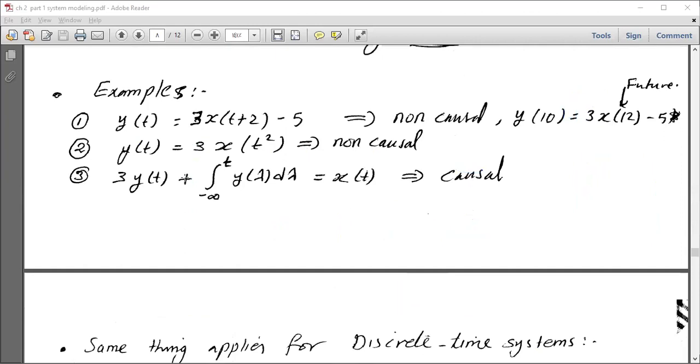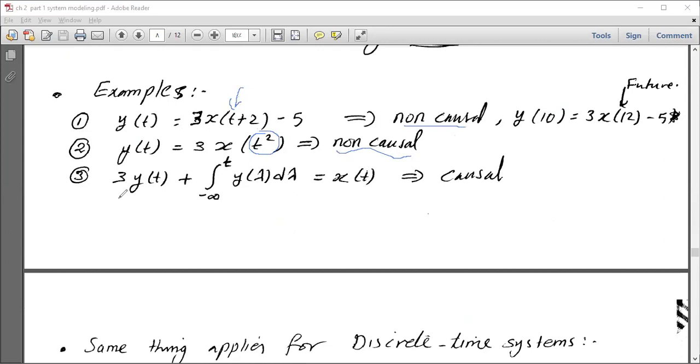More examples. Here I have another example. y of t equals x of 3t. Just take any value here. You will see this is a future value, so it's a non-causal system. And this is another one, the square of the time. It's non-causal as well. Just substitute any value. You will see it's a non-causal system.